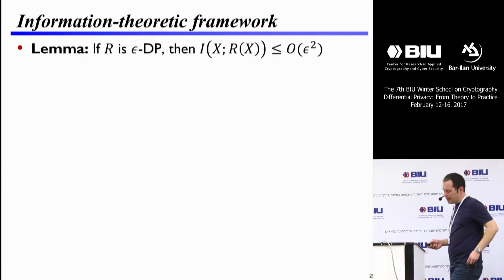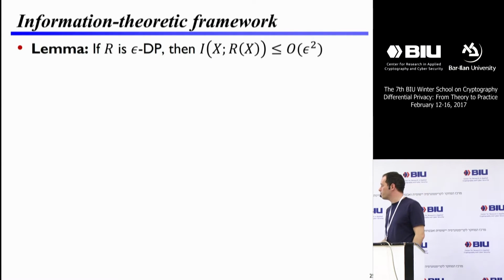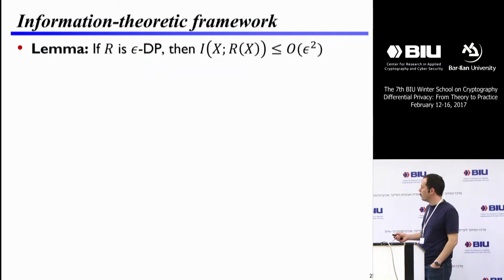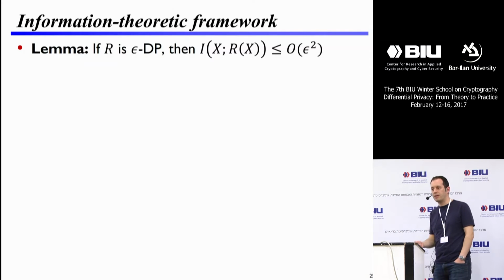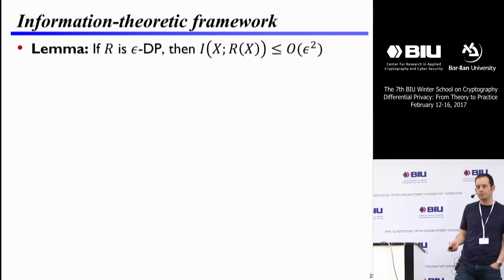Okay, and the basic lemma that makes this type of analysis possible is the following. If I just look at one person's data and its randomization, the number of bits of information that are revealed about X by R of X is bounded by some constant times epsilon squared. Okay, so that's going to be the basic lemma that we're going to use.